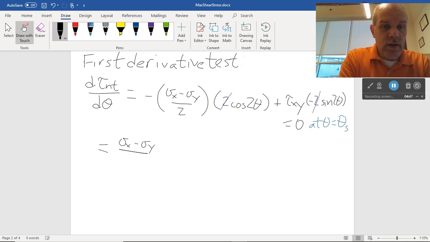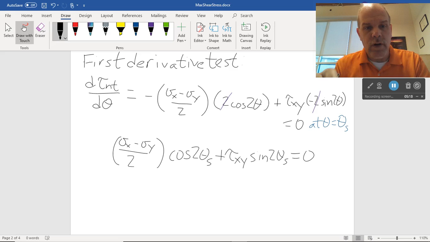Where what I've done again is I've knocked out the 2's and I've knocked out the negative sign that leads off the first term and the negative sign inside the parentheses on the second term. Okay, so that's how I have this equation.